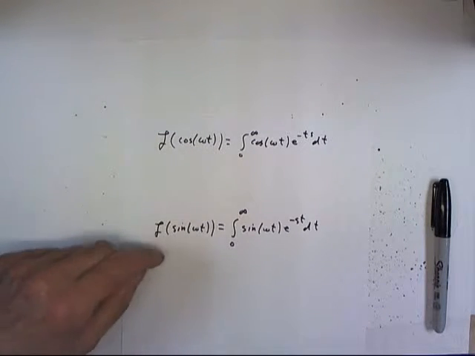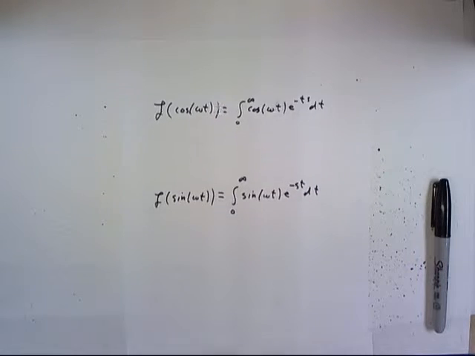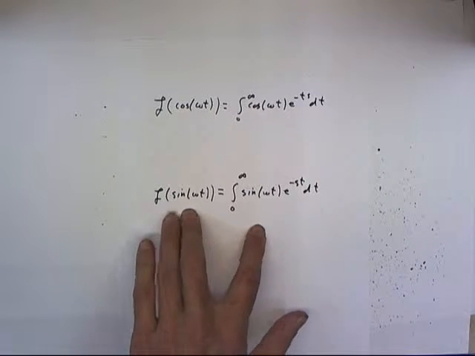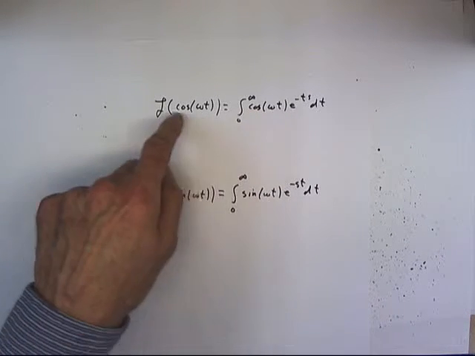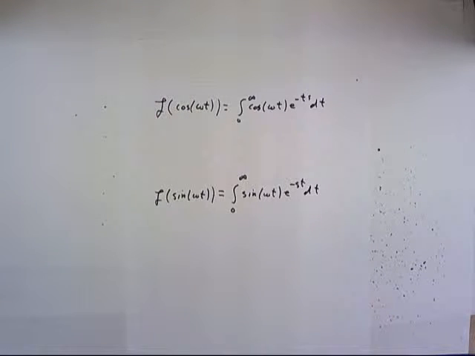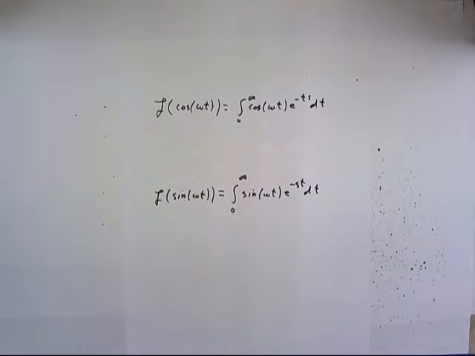Okay, let's look at Laplace transforms of cosine omega t and sine omega t. I'm going to start with the Laplace transform of sine omega t. I probably won't completely finish the cosine of omega t. First, I didn't leave myself enough room. Second, it's so much like the sine that I'll get it started and you can easily finish it.